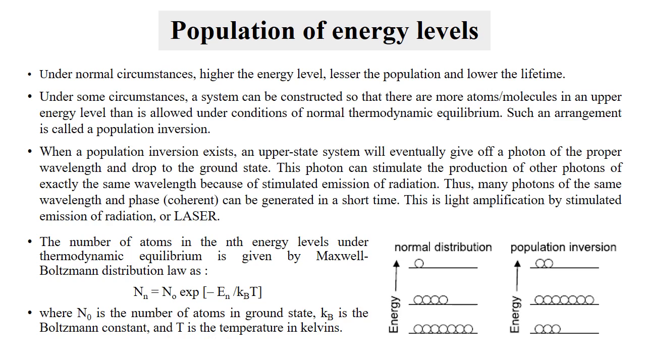So in this diagram you can see this is the lower energy level E1, and this is the next energy level E2. Under normal conditions, the lower energy level will be more populated than the upper energy level. So this is the normal distribution. In population inversion condition, the upper energy level will be more populated than the lower energy level.